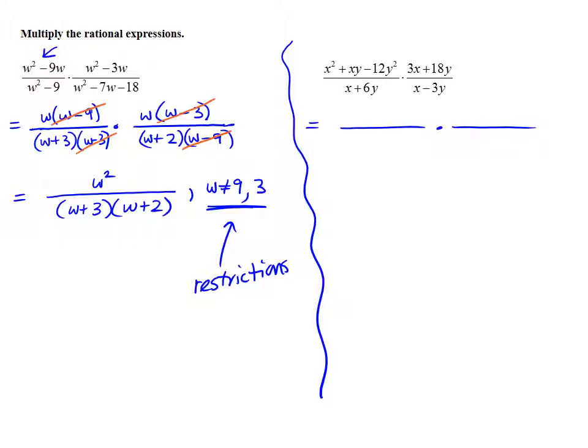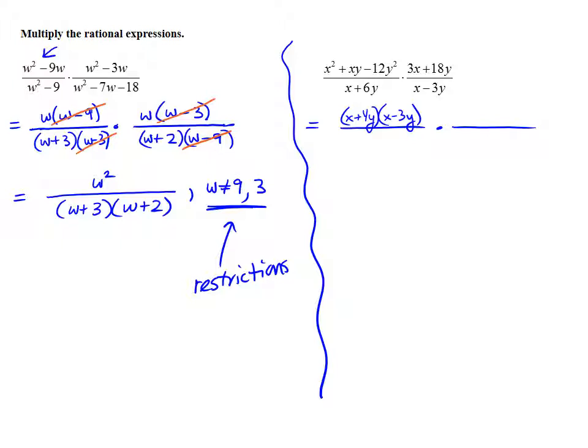first numerator, x squared plus xy minus 12y squared, is a trinomial. We're going to factor that into the product of two binomials, x and x, for x squared. And then negative 12y squared, try a positive 4y and a negative 3y. Double check that. Those do multiply to negative 12y squared, and when you multiply the outside and inside terms, they will add up to positive 1xy.